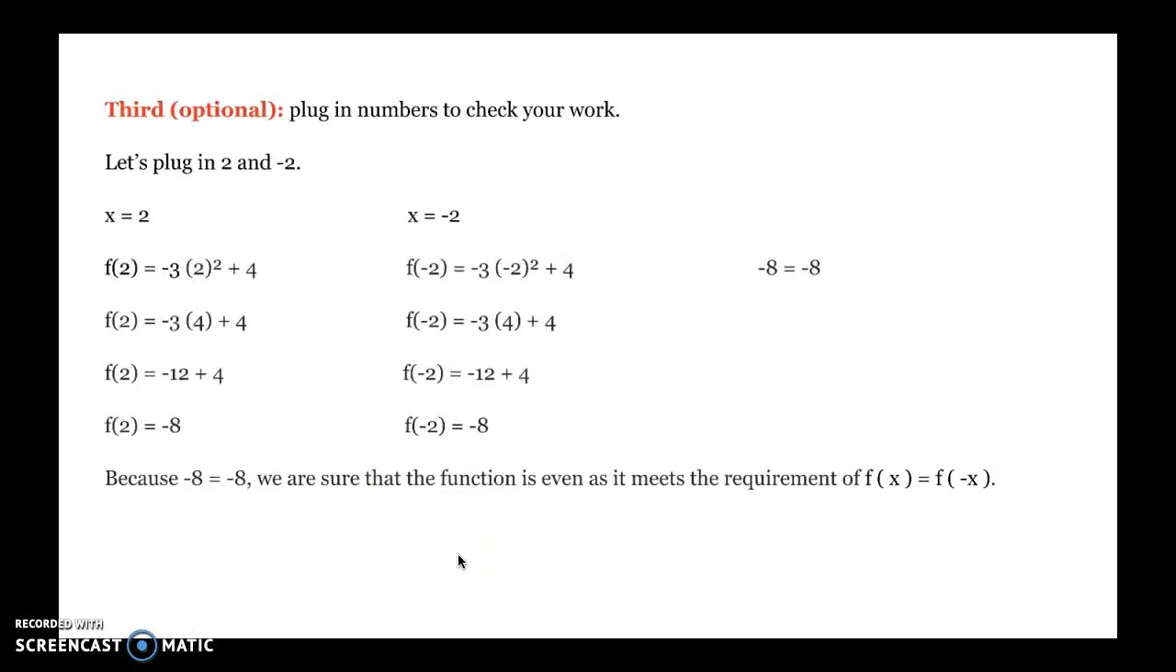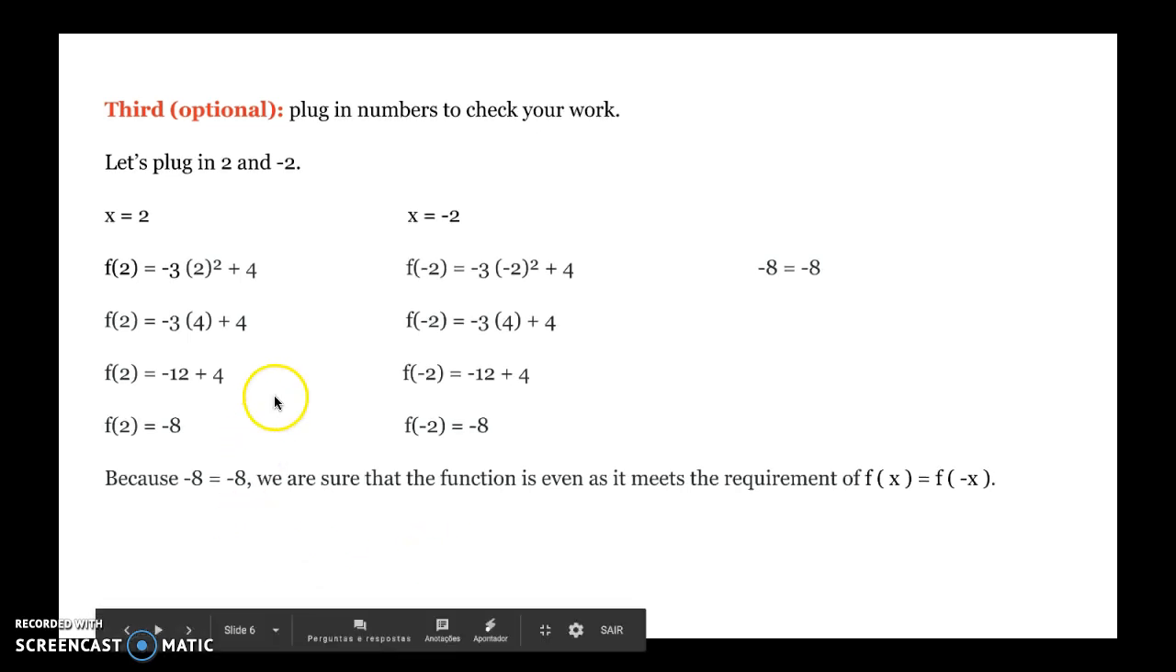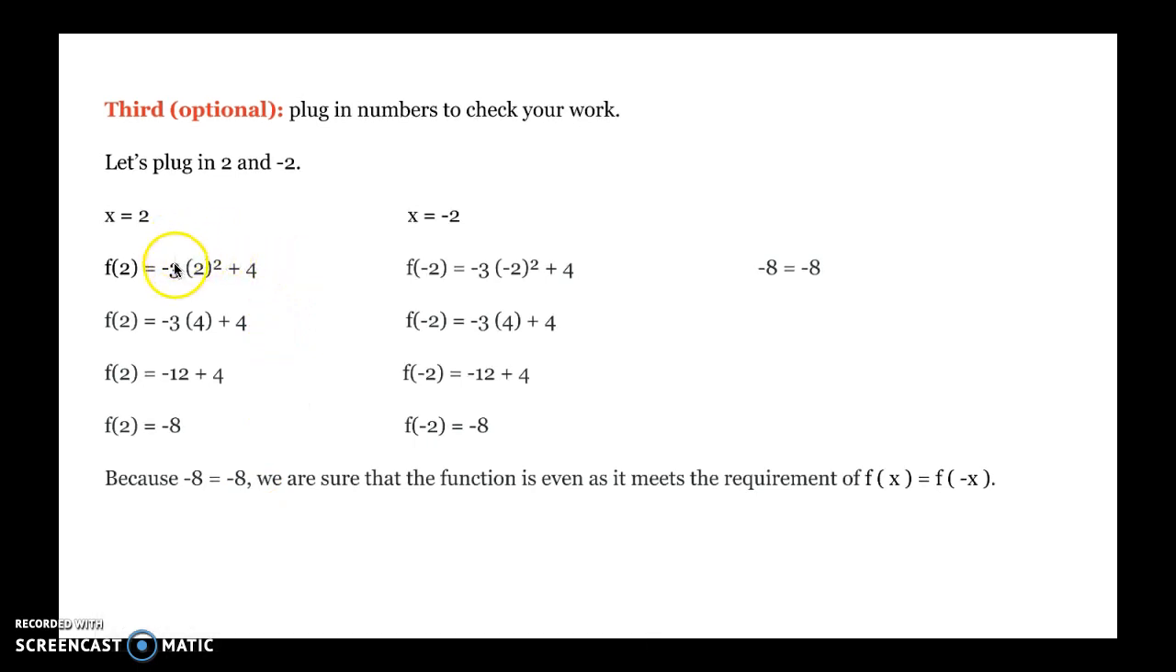The third step is optional, but I really recommend doing so we can check if our work is really correct, which is plugging in numbers to check our work. I chose to plug in 2 and negative 2. The numbers must be equal but with opposite signs. So x equals 2. It will give us negative 3 times x squared plus 4, negative 3 times 4 plus 4, negative 12 plus 4, which will give us negative 8. And with negative 2, negative 3 times negative 2 squared plus 4, negative 3 times 4 plus 4, negative 12 plus 4, which will also give us negative 8.